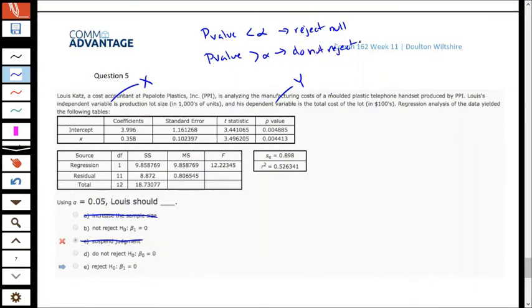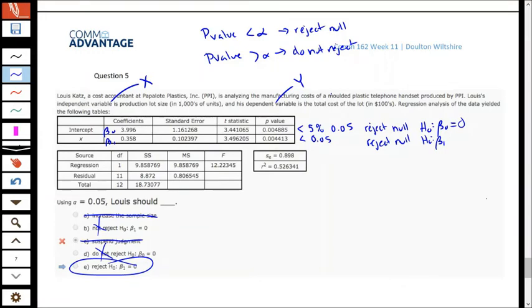So if we look at our p-values here, these are both smaller than 5%, 0.05, so you're going to, in both cases, reject the null. The one for the intercept, we're going to reject that H0 for beta 0 equals 0. And we're also going to reject the null for beta 1, because that first one is going to be beta 1. So we have do not reject, do not reject, reject, beta 1 equals 0. You just do the analysis and then look at the options there.